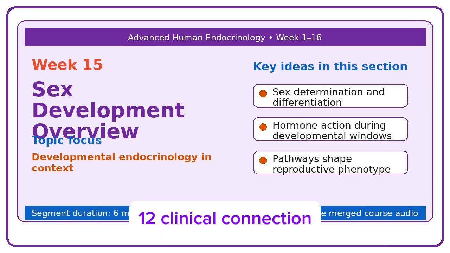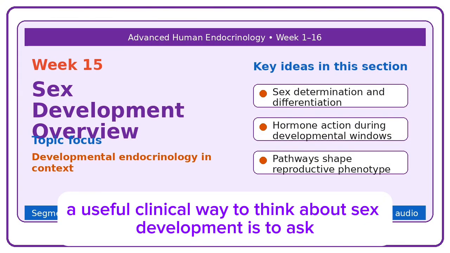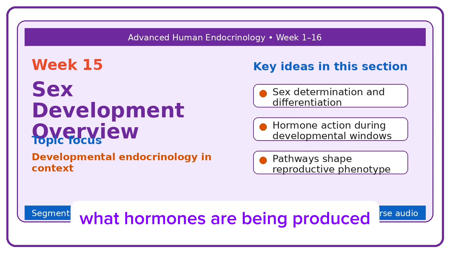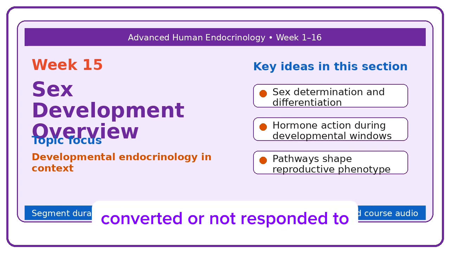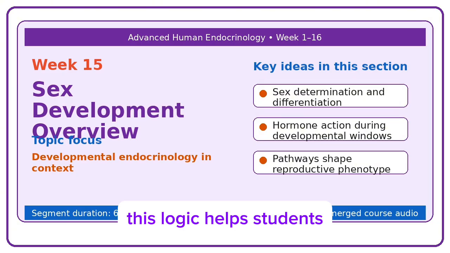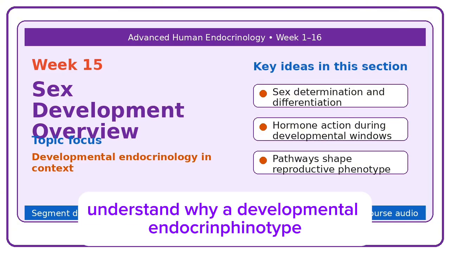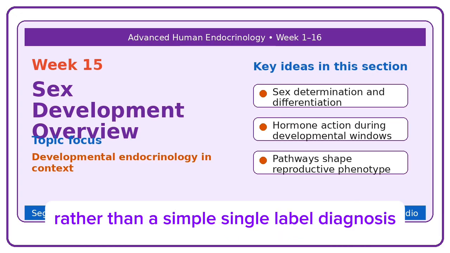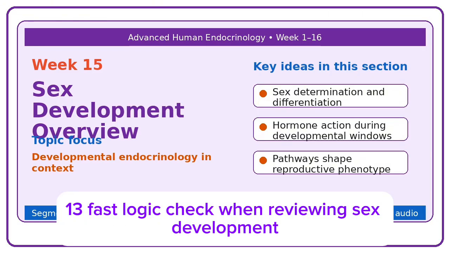12. Clinical connection. A useful clinical way to think about sex development is to ask: What is the chromosomal context? What is the gonadal outcome? What hormones are being produced, converted, or not responded to? At what developmental stage did the pathway change matter most? This logic helps students understand why a developmental endocrine phenotype often reflects a pathway problem rather than a simple single-label diagnosis.